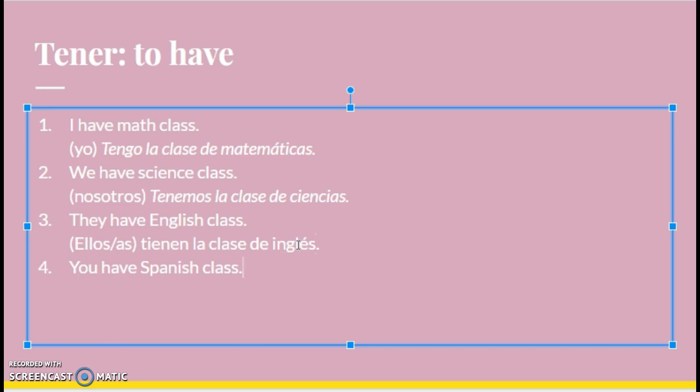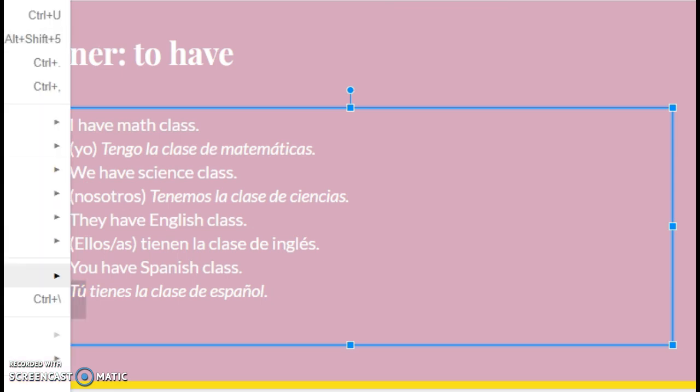And finalmente, you have Spanish class. So we have all these different ways to say you in Spanish. Let's just go with someone who you'd probably be talking to informally. So tú tienes la clase de español. So once again, you don't have to include these pronouns, such as tú, if you don't want to. However, you're more than welcome to do so if you so choose.